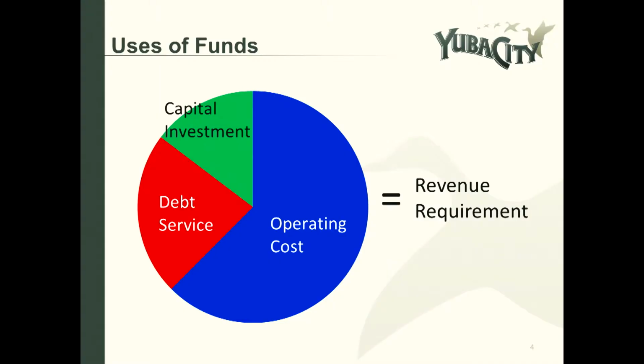So the purpose of rates is to ensure adequate revenues in the water and wastewater enterprise funds for operation and maintenance, debt service, and capital payments. The revenue requirement is based on operating costs plus debt service payments plus funds for capital investment. It should be noted that water and wastewater enterprise funds are separate from the general fund and can only be used to fund the water and wastewater services of the city.